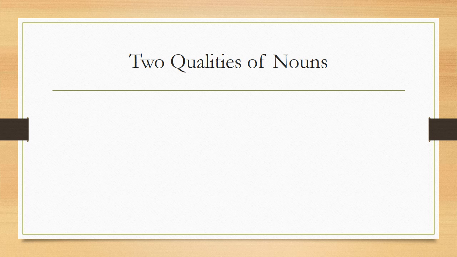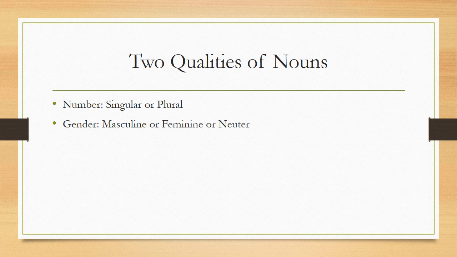Okay, so we're going to talk about 2 qualities that nouns have. The first quality is number. So they can be either singular or plural. And the second quality, the one that we're really going to talk about today, is their gender. So in English, nouns can be masculine or feminine or neuter. A masculine noun would be a noun that refers to a male. So man is a masculine noun. Father, brother, boy, those are all masculine nouns.